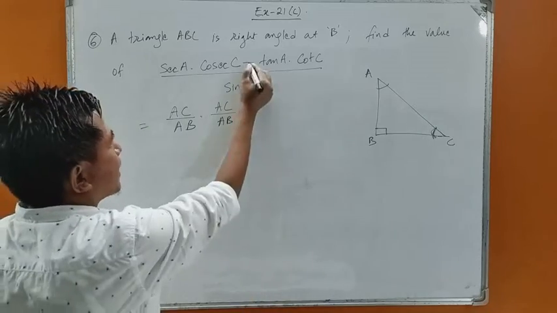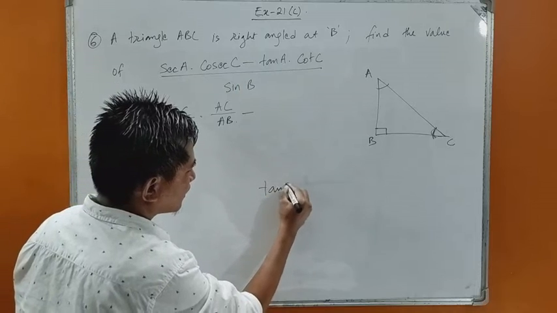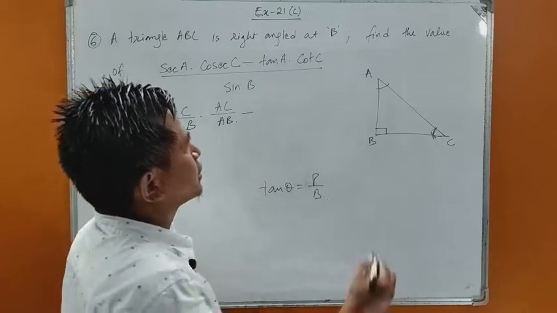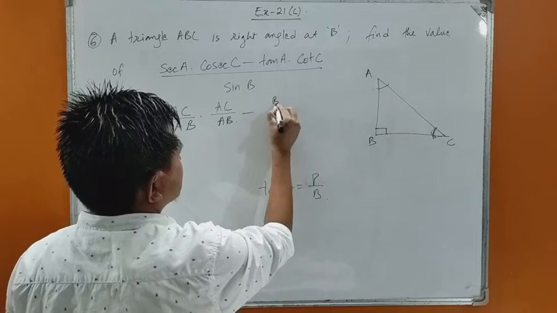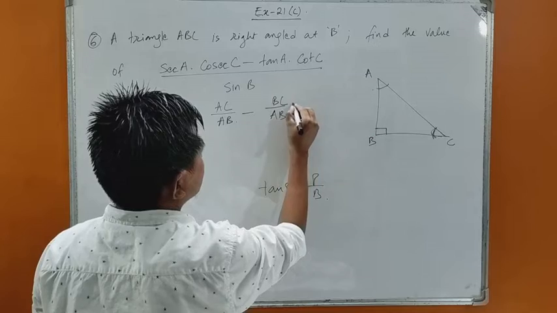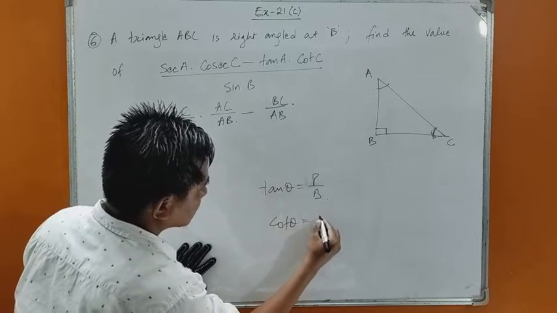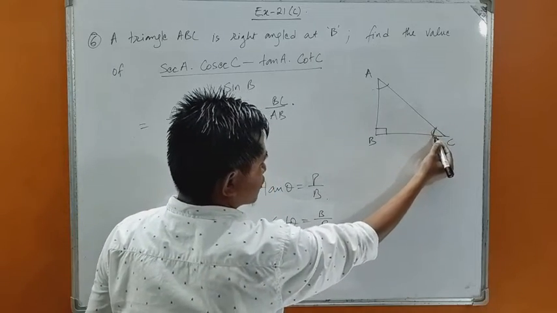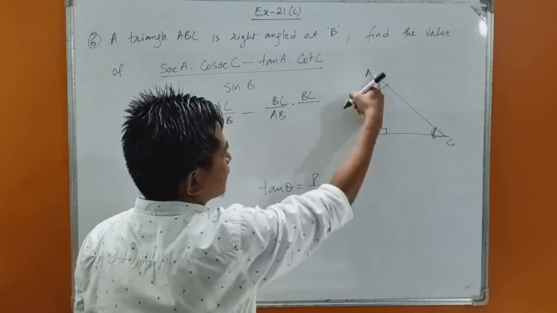Now minus tan A. Tan theta means perpendicular upon base, isn't it? So tan A means you are talking about this angle. So perpendicular is BC, BC upon base AB, into cot C. Cot theta means base upon perpendicular. So if you are talking about this angle, base will be BC, base upon perpendicular. Perpendicular is AB.